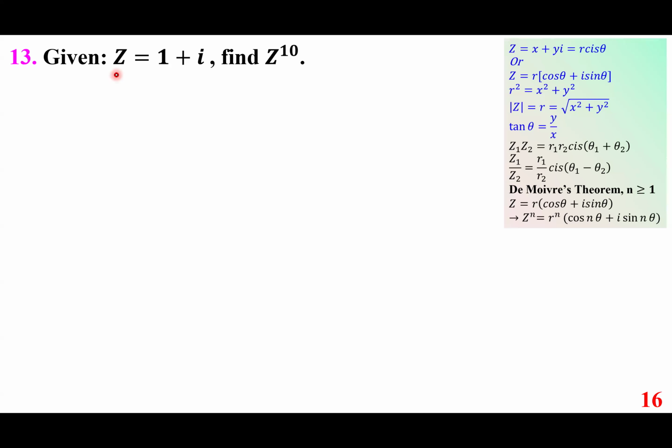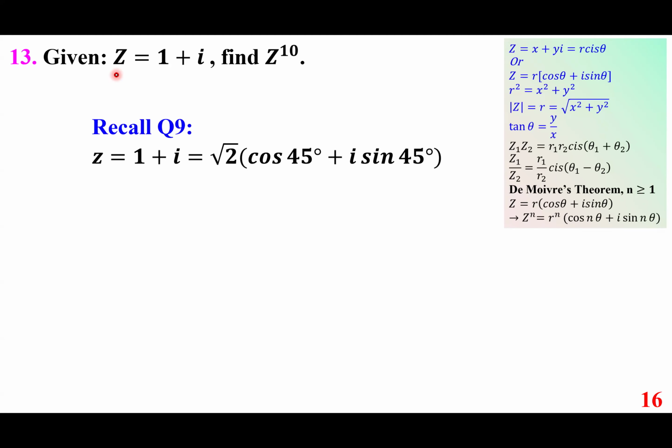Given z equals 1 plus i, find z to the power of 10. We've already done 1 plus i, and we ended up with square root of 2 cis 45 degrees. That was done in one of the previous questions, more specifically, question 9. And so we use that. We're not going to go over it again.